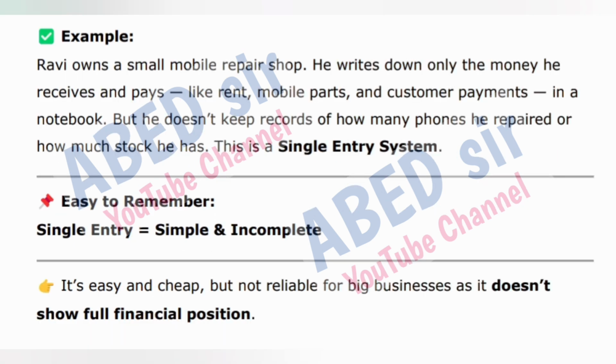It is mostly used by small businesses or shopkeepers who don't have proper accounting knowledge or resources. Example: Ravi owns a small mobile repair shop. He writes down only the money he receives and pays, like rent, mobile parts, and customer payments, in a notebook. But he doesn't keep records of how many phones he repaired or how much stock he has. This is a single entry system. Easy to remember: single entry is equal to simple and incomplete. It's easy and cheap, but not reliable for big businesses as it doesn't show full financial position.